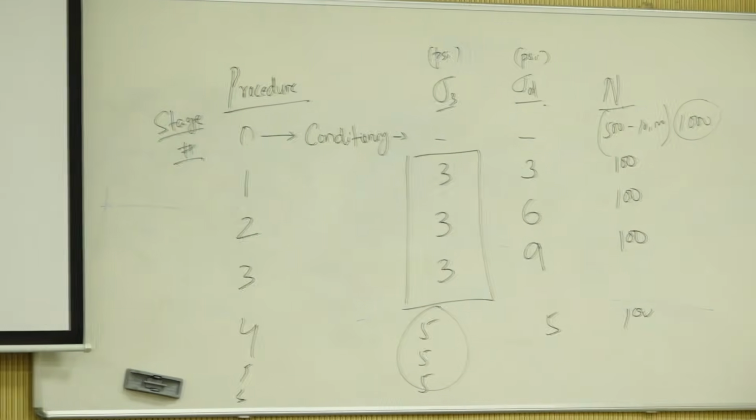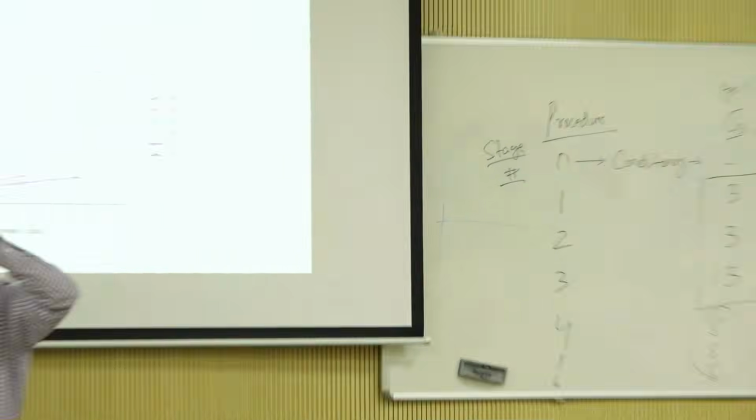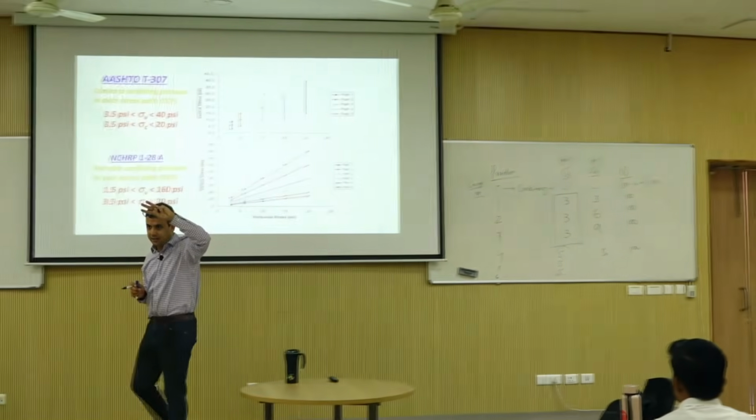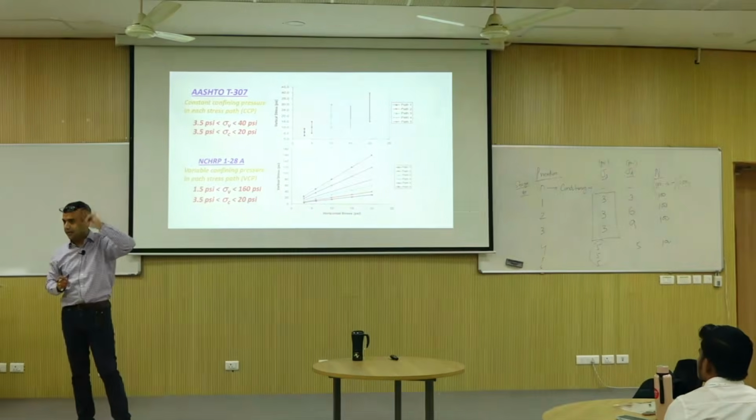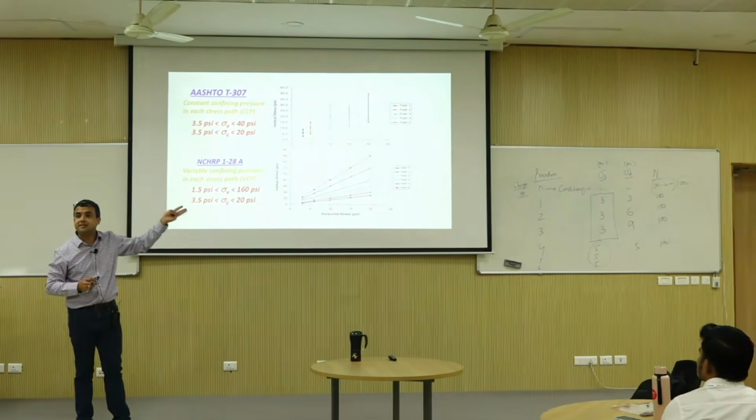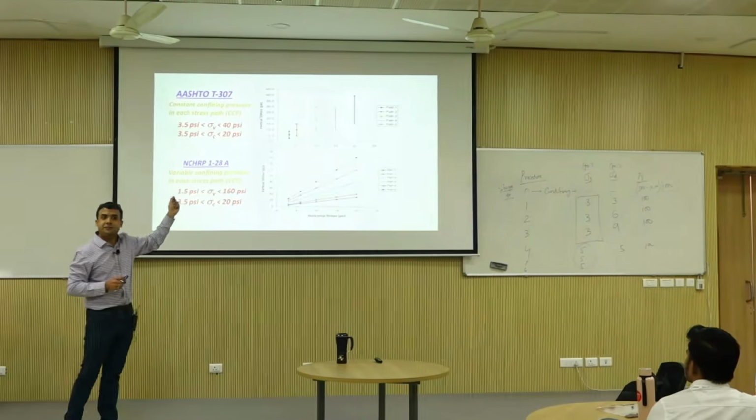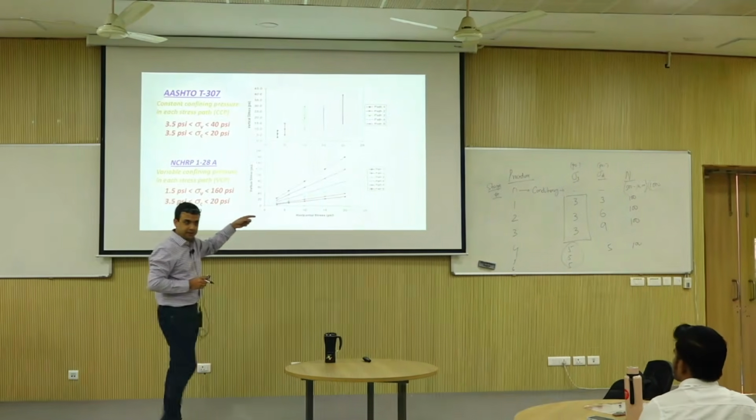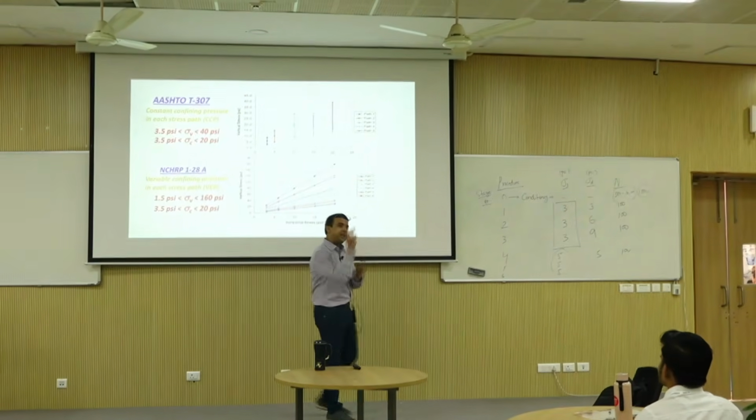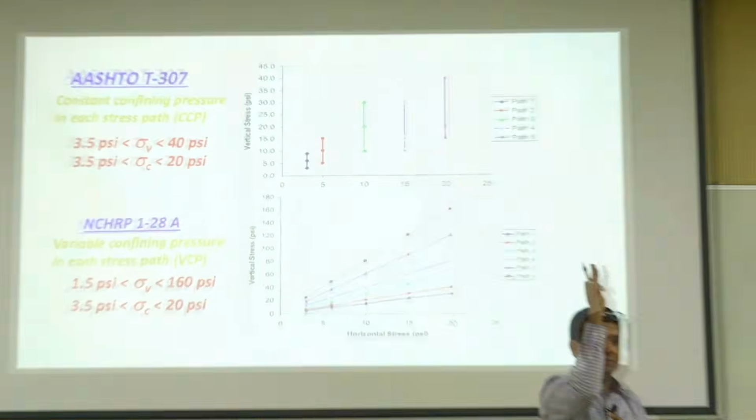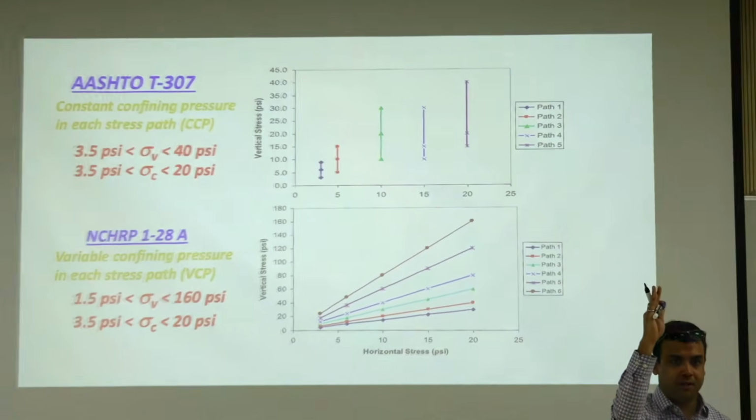3, there are 3 data points. 5, there are 3 data points. 10, 3 data points. 15, 10 data points. 20, 10 data points. 5 times 3 is, so that's 15 cycles of constant confining pressure. So the slope is vertical, I mean infinity basically, the lines are vertical.